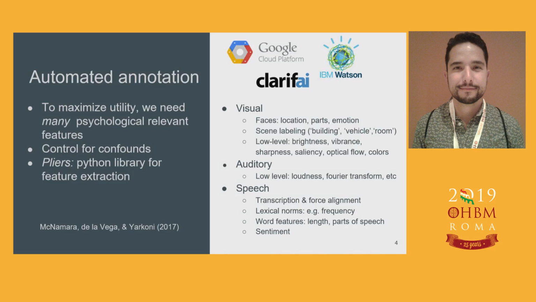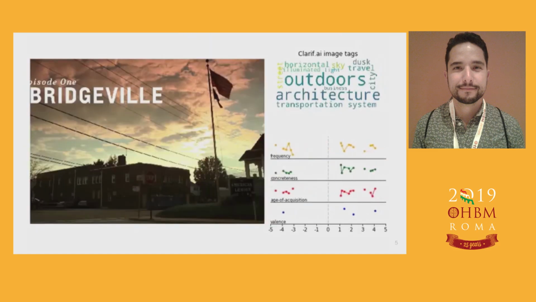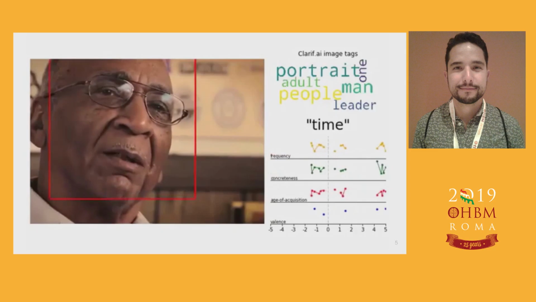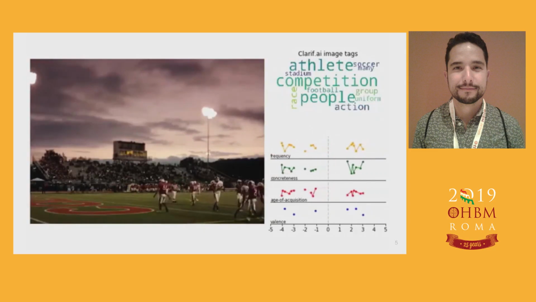What Pliers basically does is harness the power of machine learning algorithms and existing content analysis services, such as Google Cloud Platform, Clarifai, and IBM Watson, to automatically extract hundreds of features at once from a stimulus. You can extract visual features such as faces, you can label scenes, you can get low-level variables such as brightness and vibrance, or in the auditory domain, loudness. You can also automatically transcribe the audio, force align a transcript you might already have, and add lexical norms, etc.